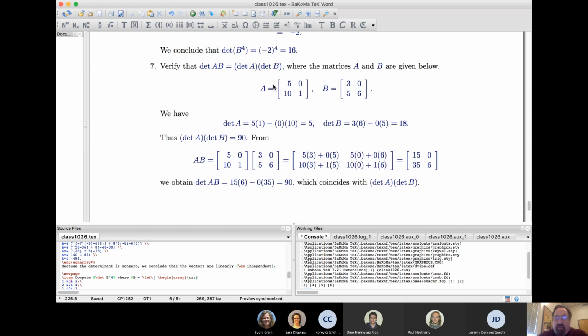So for A, we get the determinant of 5, and for B, we have 18. Now, for both of these matrices, I didn't have to use the full 2x2 formula because both A and B are lower triangular. Any entries above the diagonal are 0. So what I could have done is just multiply the diagonal entries, and sure enough, that would give me the same result.